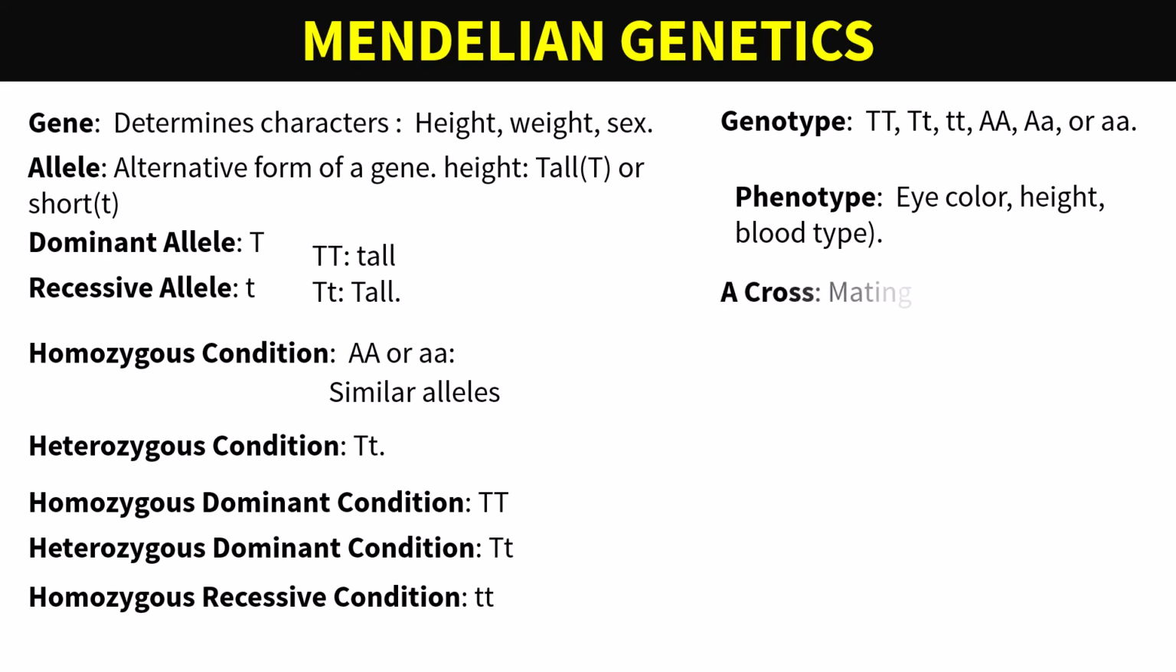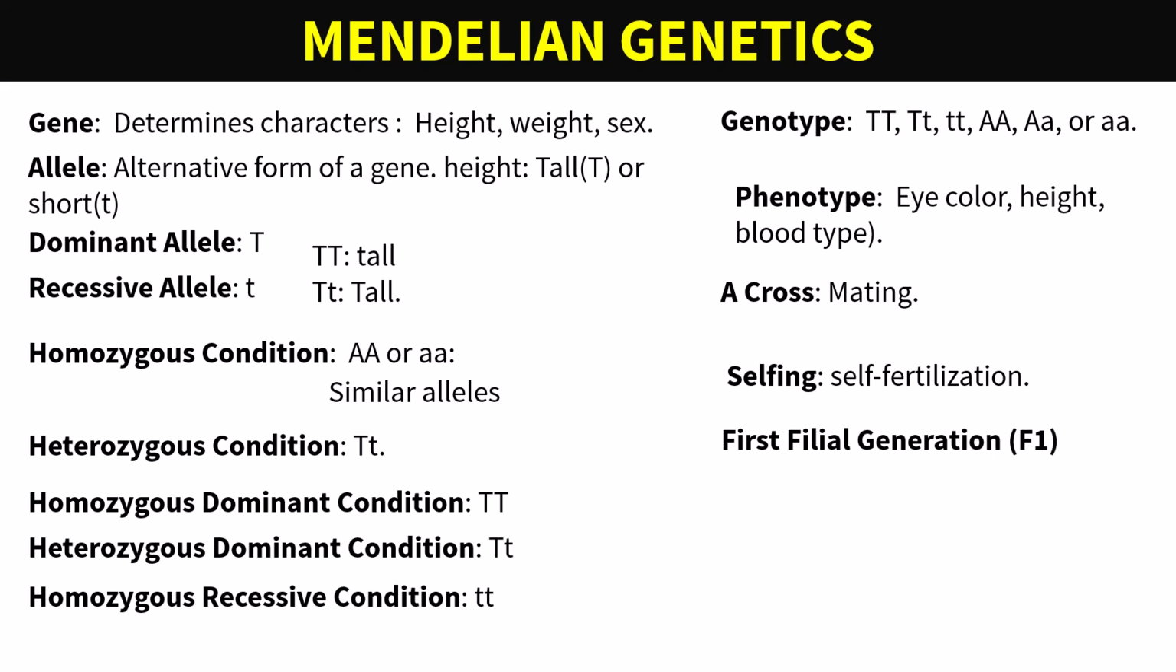Cross, the mating or breeding of two organisms to study the inheritance of specific traits. Selfing, the process of self-fertilization, where an organism fertilizes itself, commonly occurring in plants. First filial generation, F1. The first generation of offspring resulting from a cross between two genetically distinct parents. Second filial generation, F2.